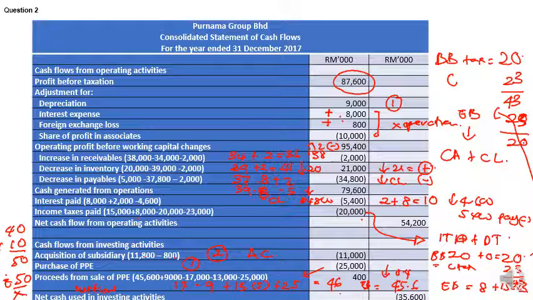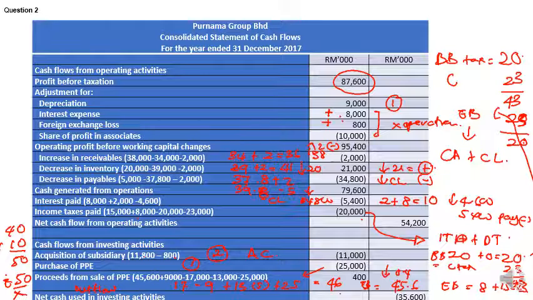Those are the only 2 items for current assets. For current liabilities we have trade payables, interest payables, and tax payables. The one you need to focus on here is only trade payables, because interest payable is related to the interest expense and tax payable is related to the tax expense. For trade payables, the beginning balance is 37.8, plus 2 from the acquisition, so this equals 39.2.